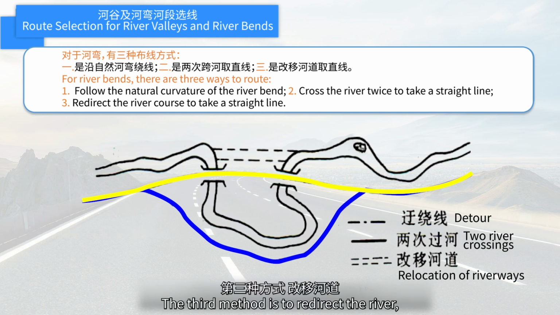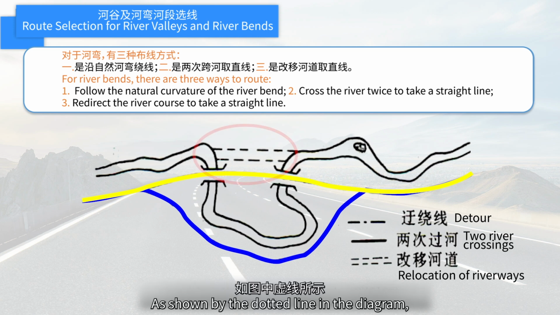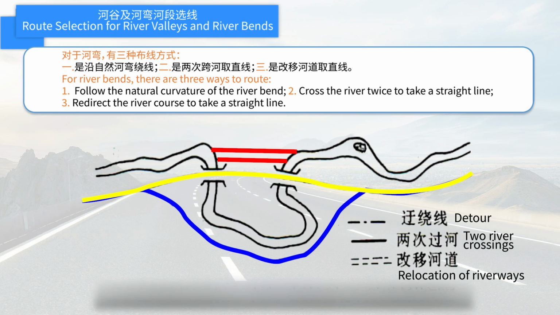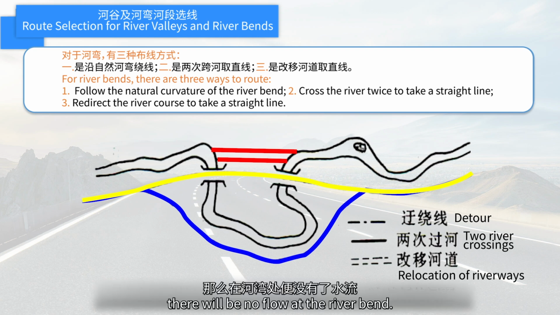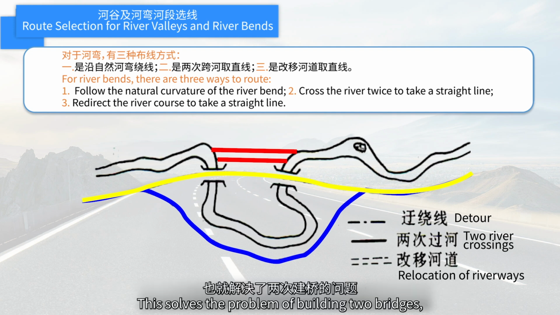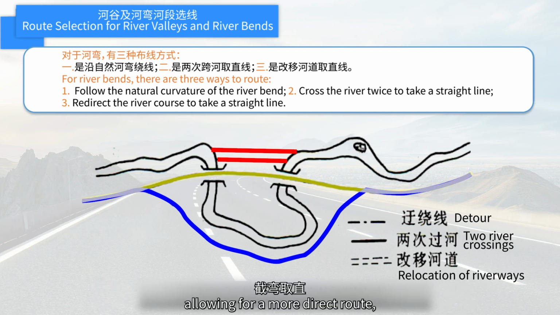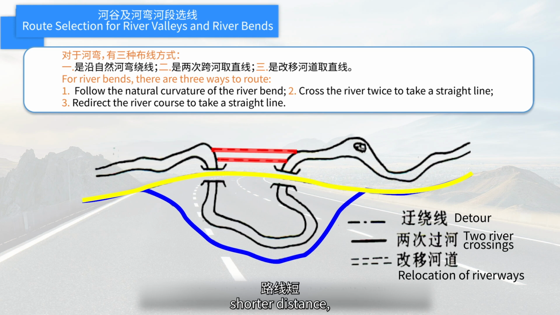The third method is to redirect the river, taking a straight line, as shown by the dotted line in the diagram. By connecting the upstream and downstream of the river, there will be no flow at the river bend. This solves the problem of building two bridges, allowing for a more direct route, shorter distance, and improved safety conditions.